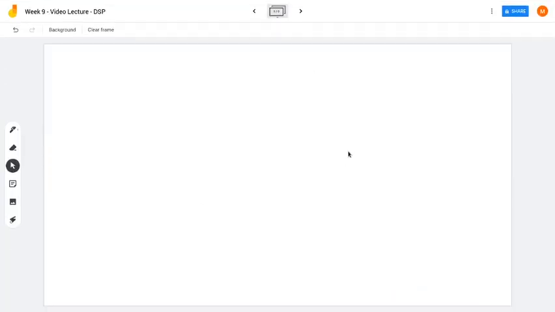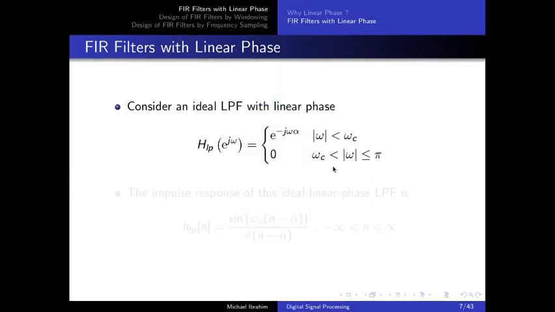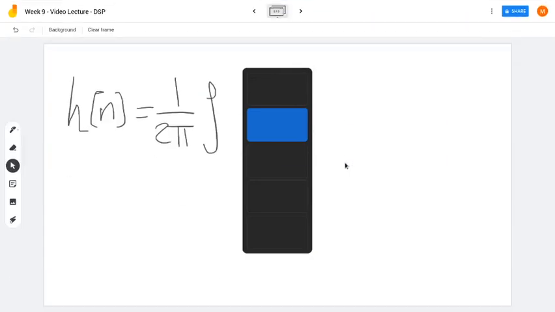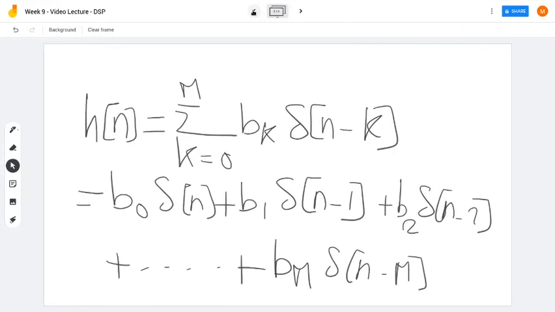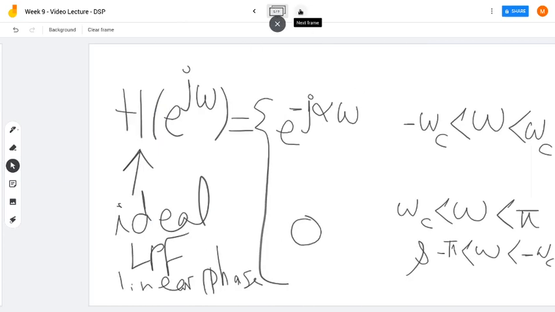So in order to find the impulse response, we will use the equation we have, h of n equal to 1 over 2 pi integration from minus pi to pi. But from minus pi up to minus omega c, it's 0. If we go to this response over here, from minus pi to minus omega c, the frequency response is 0, and from omega c to pi, the frequency response is also 0. So the integration will be only from minus omega c to omega c.